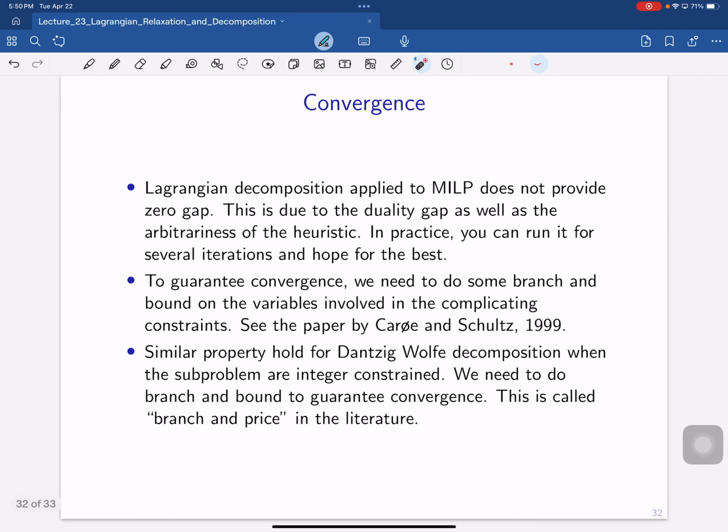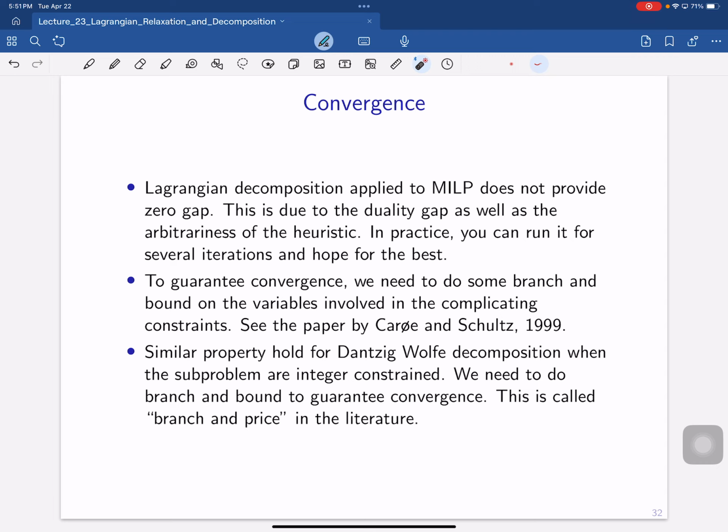What about convergence? Lagrangian decomposition applied to MILP has a non-zero gap, because its primal characterization gives you a non-zero gap. In practice, you can just apply some arbitrary heuristic, and hopefully the heuristic works pretty well, and you get a very small gap. But if you want guaranteed convergence, and you are really curious about that, you can check this paper by Carøe and Schultz. They combine branch and bound with Lagrangian decomposition to guarantee convergence.